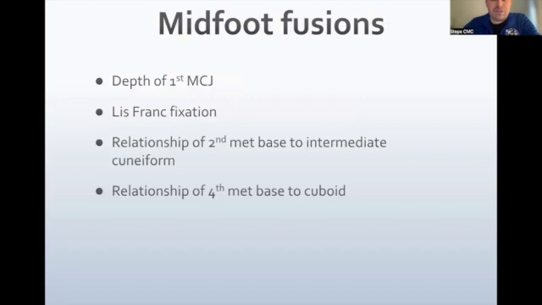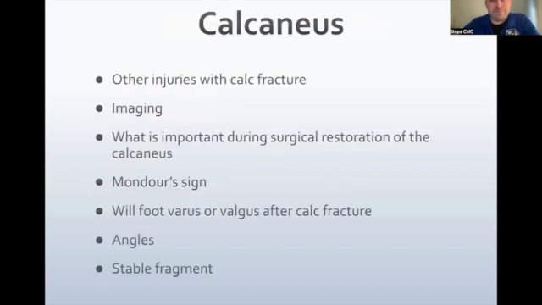Everyone gets asked this question at least once during the course of interviews. What is the depth of the first metatarsal cuneiform joint? What kind of fixation can you utilize for Lisfranc, and know the difference between ORIF versus arthrodesis. The relationship of the second metatarsal base to the intermediate cuneiform, where those articulations are found, are a good thing to review. The relationship of the fourth metatarsal base to the cuboid is also a good anatomy review of the midfoot.